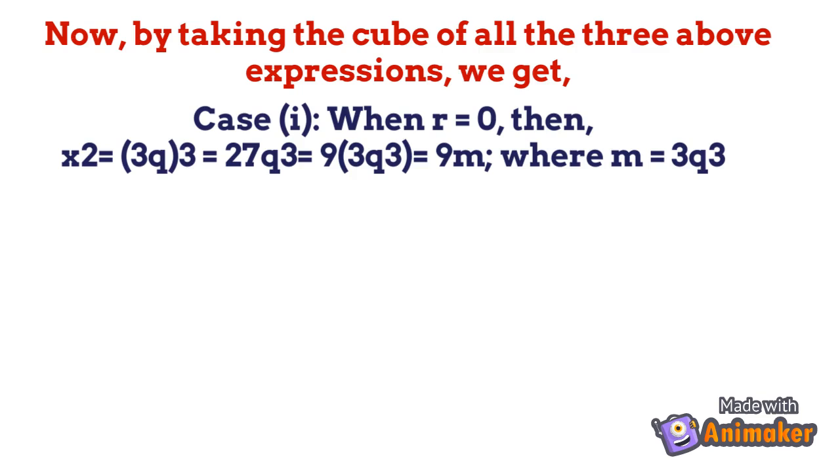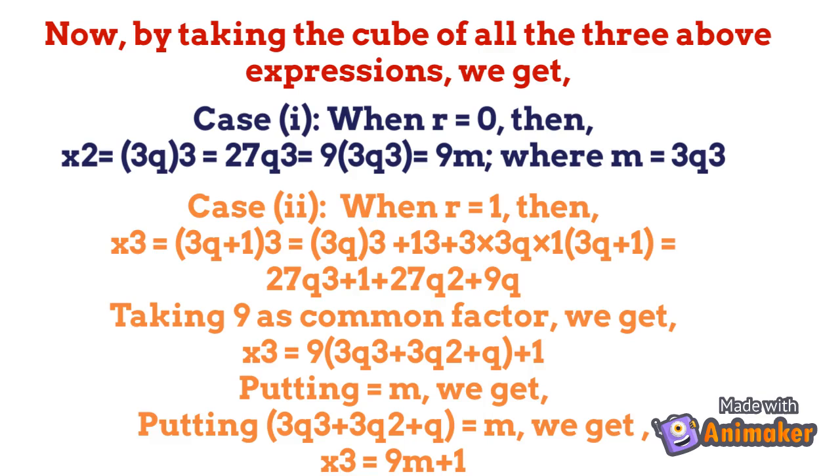And taking 9 common from it, we get 9 times 3q cube. And let's take 3q cube equals m in this case. So we easily get 9m. As we put m in place of 3q cube, we get our result. Okay, then let's move to the next, and that is case 2, where r equals 1.